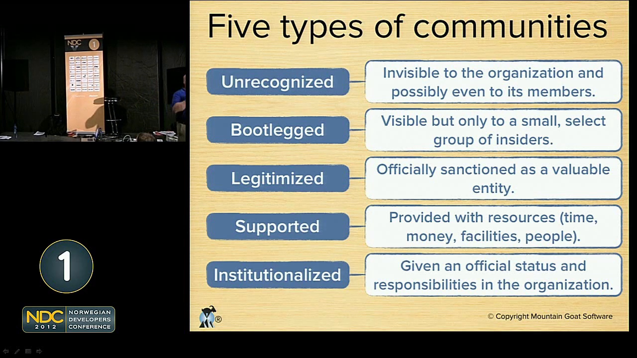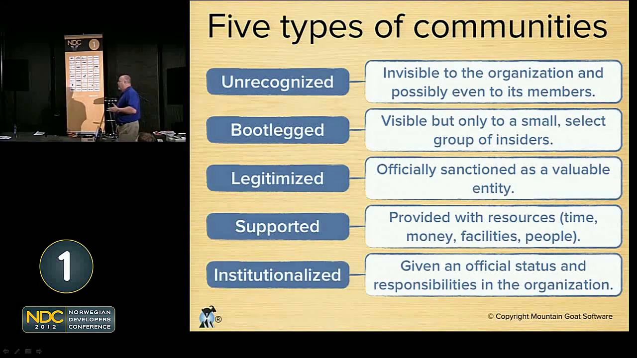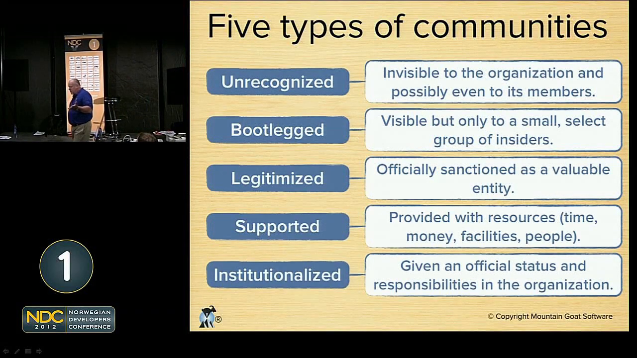You and I love automated testing, our favorite topic. And so we go to lunch periodically, grab a sandwich, and talk about automated testing on our project. Right? We don't even know it yet, but we are the beginnings of a community. The next level up is what's called a bootlegged community. A bootleg community is where it's visible. Maybe we've invited one other person. Hey, we get together once a week and talk about automated testing. I know you're interested. Come along with us.